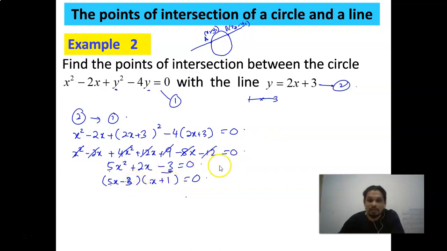Or let's say, if I spend a few moments here, if this is 5x squared plus 2x minus 3, according to this, a, the coefficient of x squared, equals 5, b equals 2, and c equals negative 3. Never mind. So then x equals negative b plus or minus, sorry, minus b.